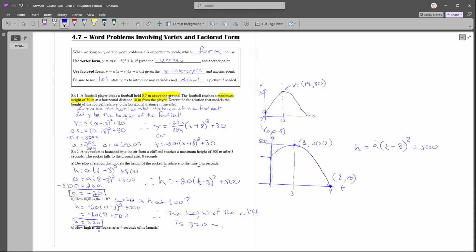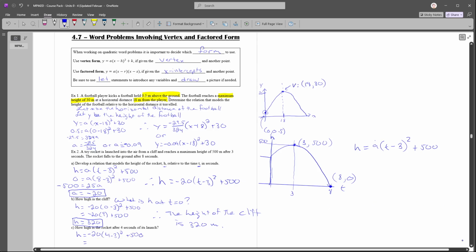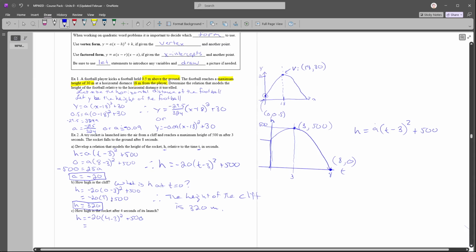How high is the rocket after 4 seconds of its launch? Again, this is another question. What is h when t is equal to 4? So we just substitute. We have h is equal to negative 20 times 4 minus 3 squared plus 500. Well, 500, not 50. So 4 minus 3 is just 1. 1 squared is 1. Times negative 20 is negative 20. So that means the height is going to be 480 meters. Therefore, the rocket is 480 meters high after 4 seconds.